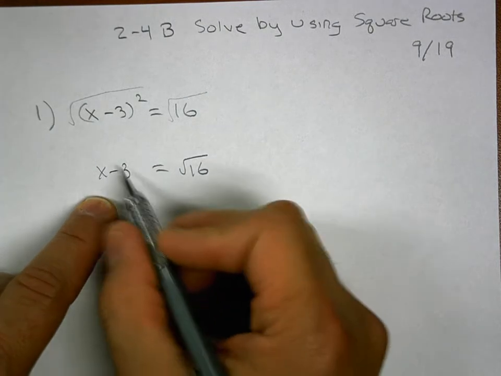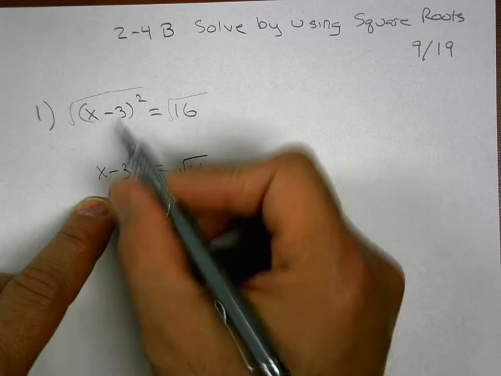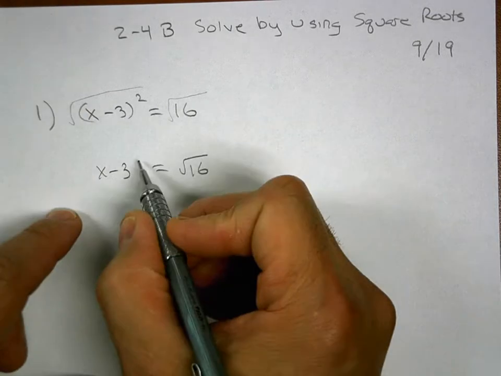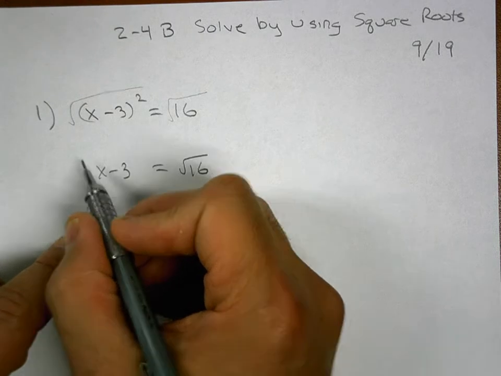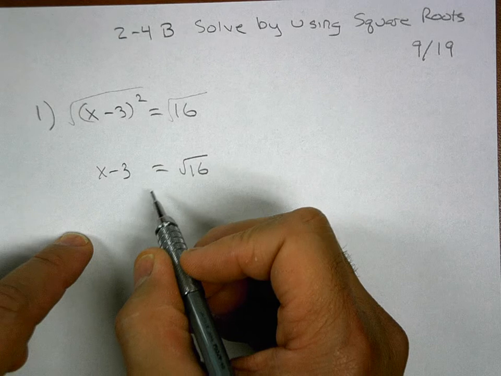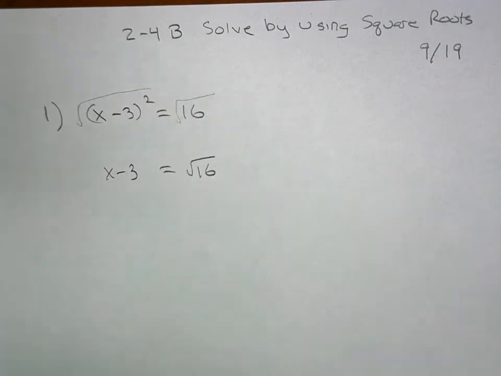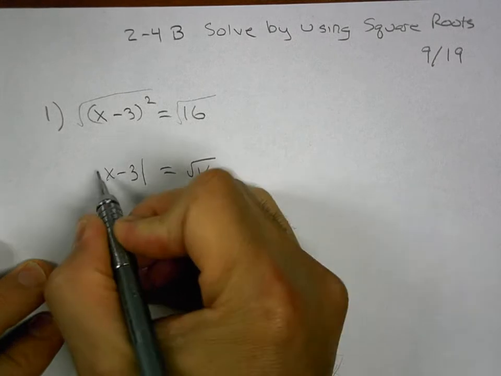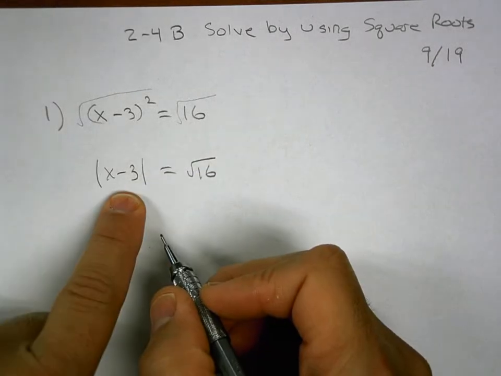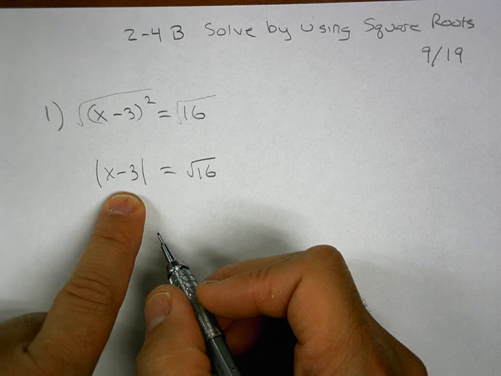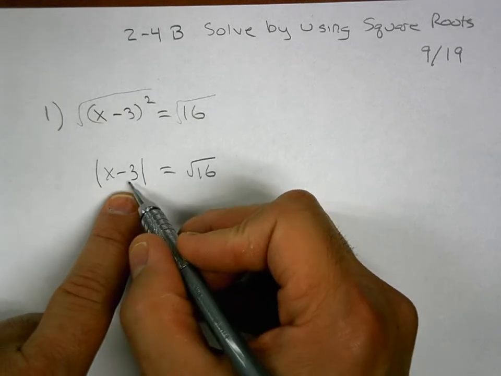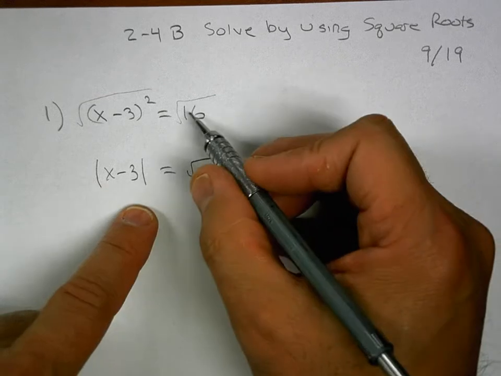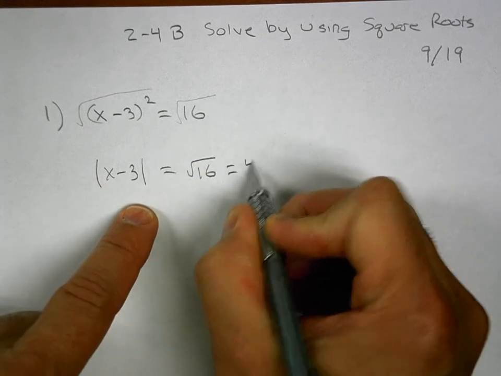We want to make sure this is positive, right? Because you can't take the square root and get a negative. So how can we ensure that this is positive? Absolute value. Thank you. Do that, and I know this thing is going to be positive. So we always want the positive result in there. We take the square root, it leaves x minus 3, but we just put absolute value around that, equals the square root of 16, actually I should have just put 4 there, equals 4.